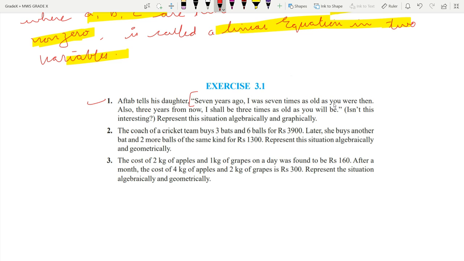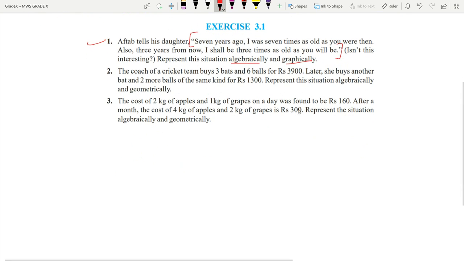We will solve it. Represent this situation algebraically and graphically. First of all, we do not need to solve this, we only have to represent the equations, as solving is not asked in the question. So we will just represent the scenario algebraically and also graphically on a graph. Whenever a question asks for graphically, you should be ready with your graph paper.